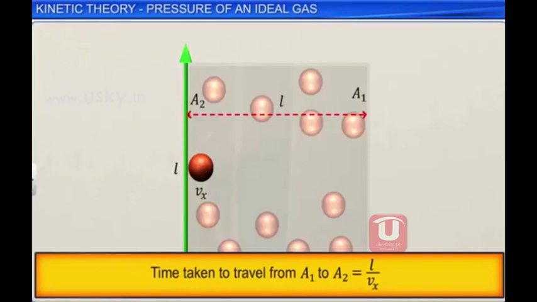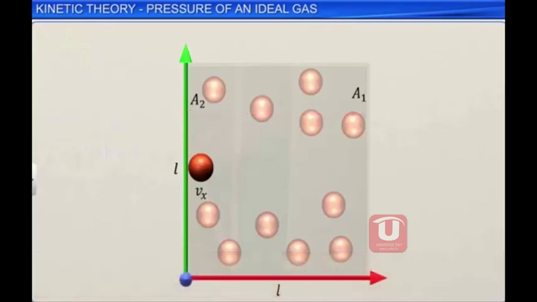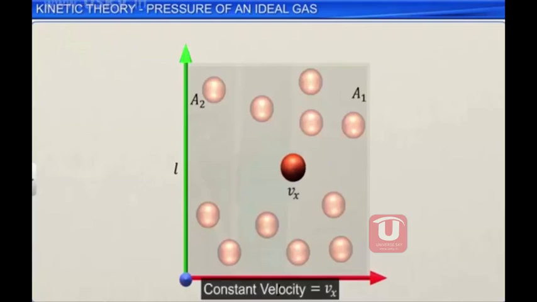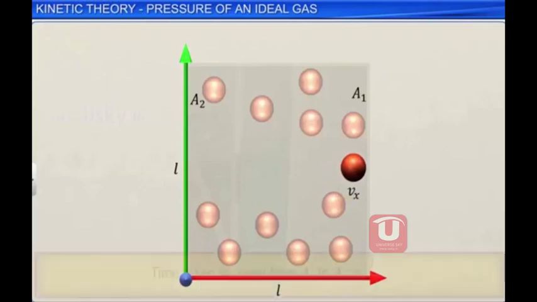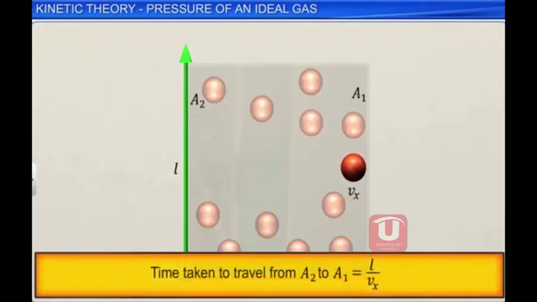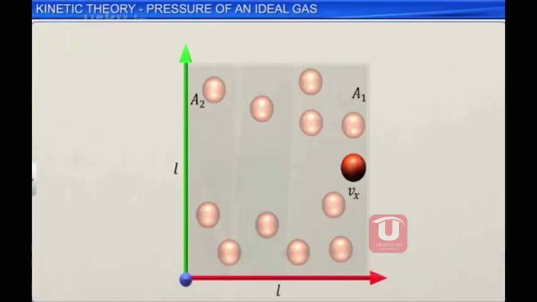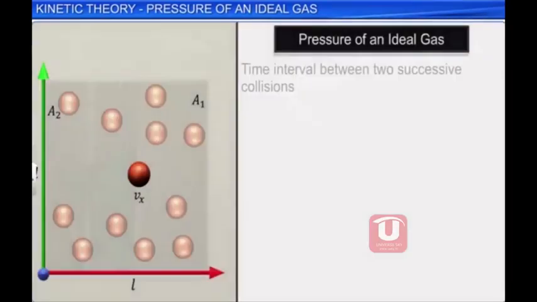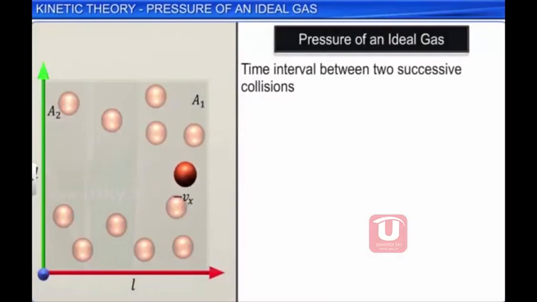The molecule, after colliding with face A2, rebounds and travels towards A1 with a constant velocity component Vx along the x-axis. The time taken to travel from A2 to A1 is also equal to L divided by Vx. Assuming that there is no collision with the other molecules, the time interval between two successive collisions of a molecule with face A1 is delta T is equal to 2L divided by Vx.